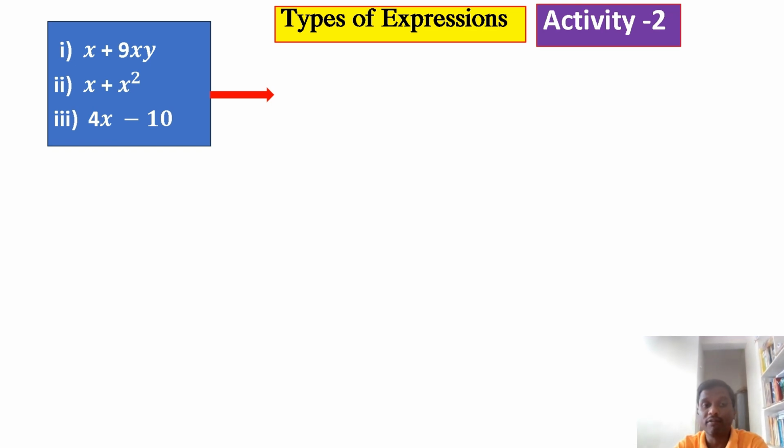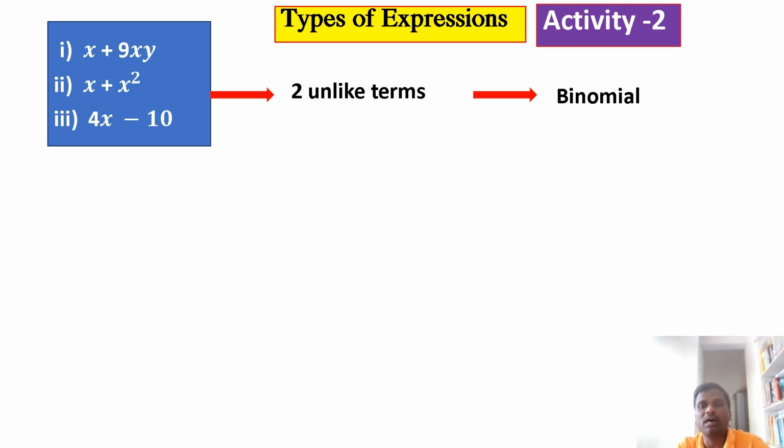In the second case the variable is the same but the exponent is different, so these are called unlike terms. In the third case, 4x minus 10, 4x is an algebraic term and 10 is a numerical term. These are unlike terms, with no same variable and no same exponents. So this type of expression, with two unlike terms, is called a binomial. By definition, an expression with two unlike terms is called a binomial.